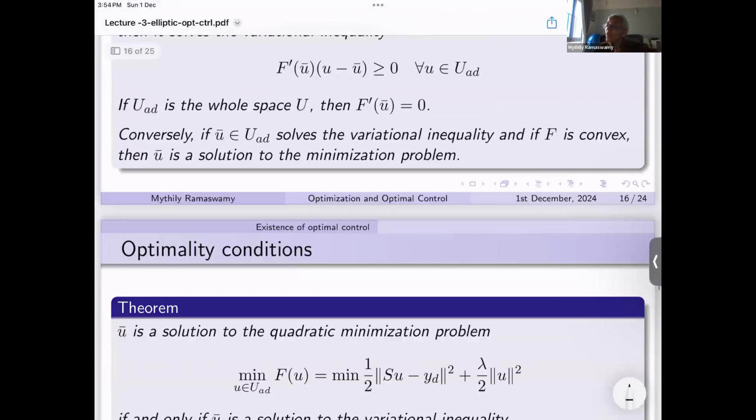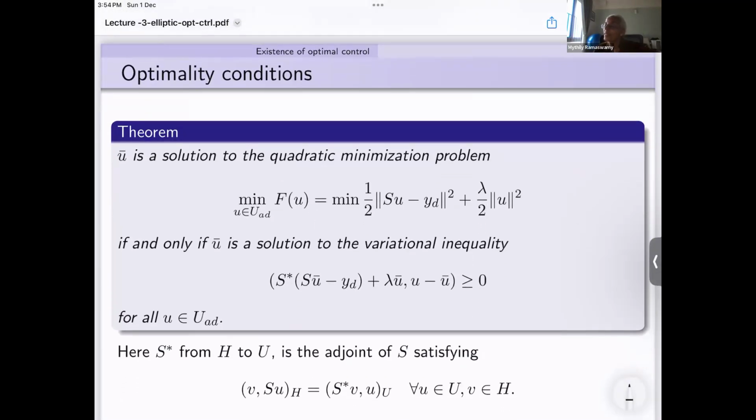So let me go to our particular example. I want to know how to compute the derivative. So if I write down f of u to be half of norm of Su minus y_d squared plus lambda by 2 norm u squared, now the question is how to compute the derivative of f. I need f prime evaluated at u bar. So u bar is a solution to the quadratic minimization problem if and only if u bar is a solution to the variational inequality.